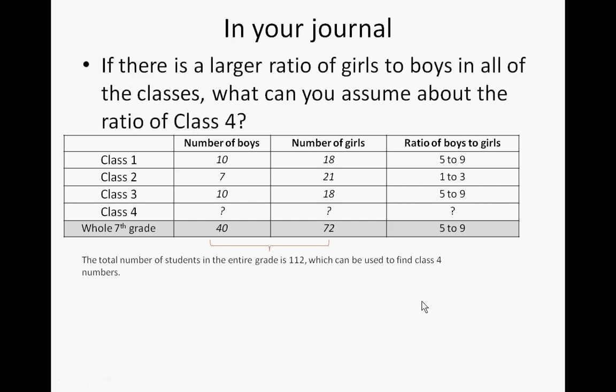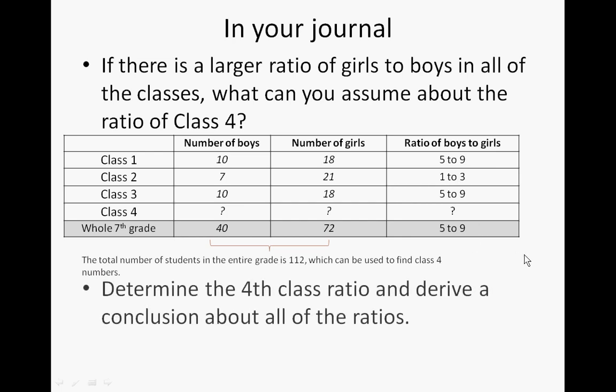So if there is a larger ratio of boys to girls in all of the classes, what can you assume about the ratio of class 4? Notice we have 5 to 9, 1 to 3, 5 to 9 again, and 5 to 9. So what can we assume about this missing ratio? Is it going to be the same or more or less? And once you have that, determine the 4th class ratio and derive a conclusion about all the ratios.